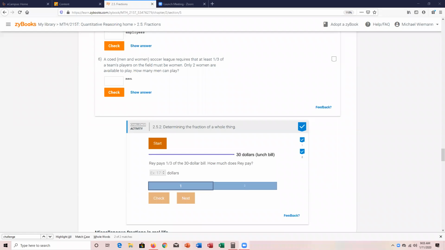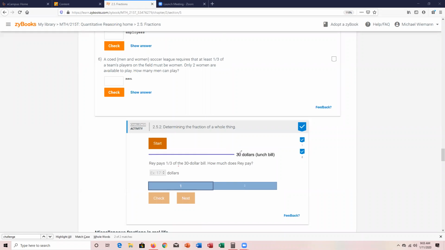Okay, let's go ahead and demonstrate challenge activity 2.5.2, determining the fraction of the whole thing. We've got two parts on this particular problem. And the word problem here states, Ray pays one-third of a $30 bill. How much does Ray repay?